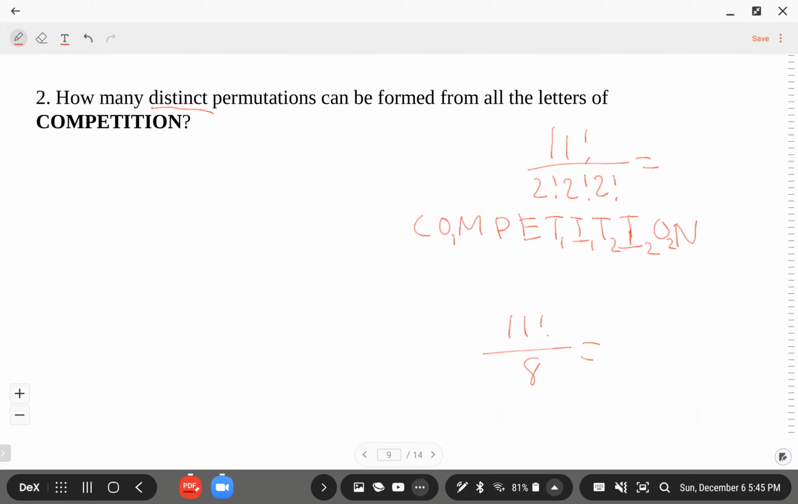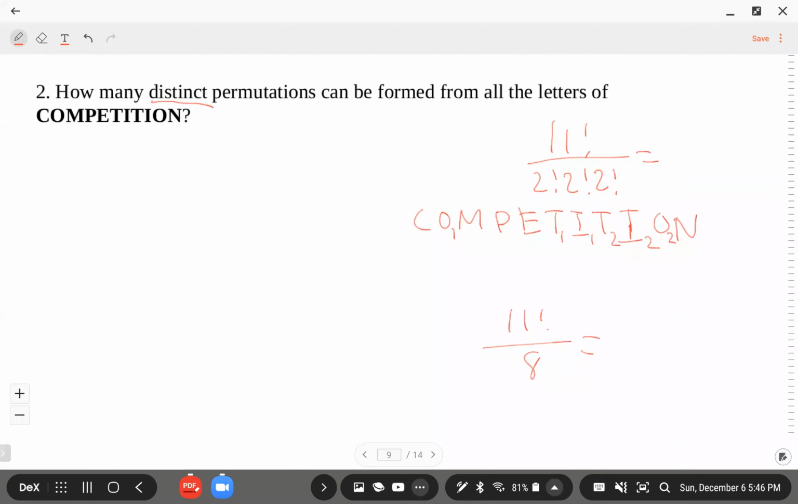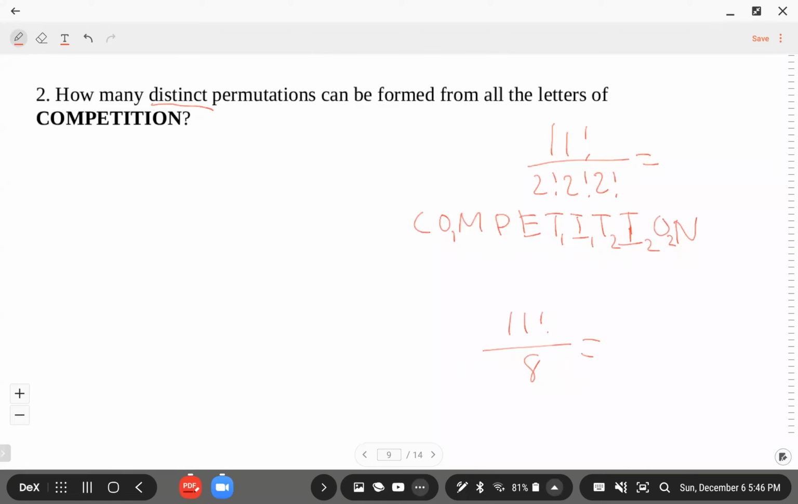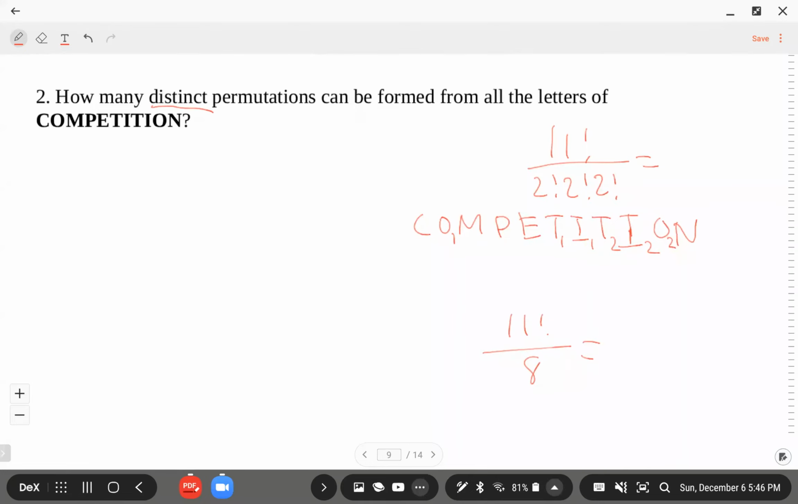I'm pretty sure we can simplify this factorial, but I'm just going to. If you have a calculator, just go to the calculator and find out what 11 factorial is. Much easier. Okay, that's very big.